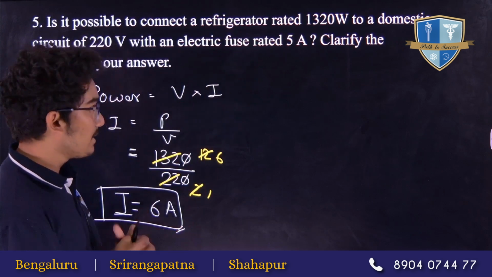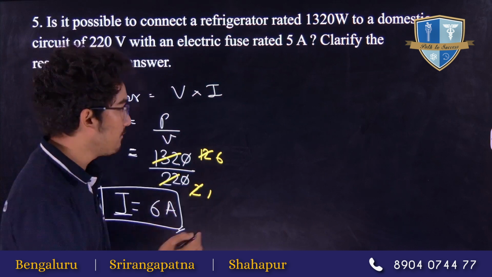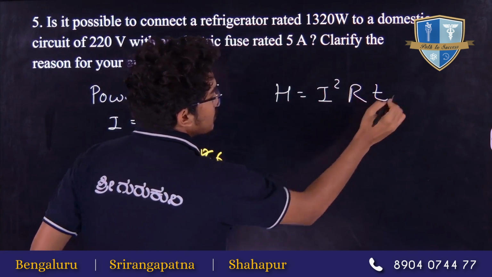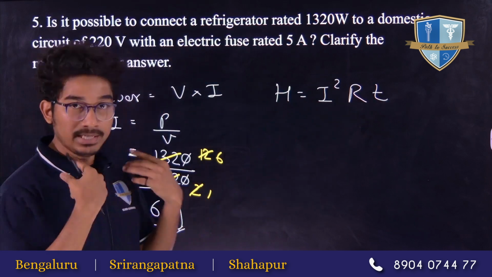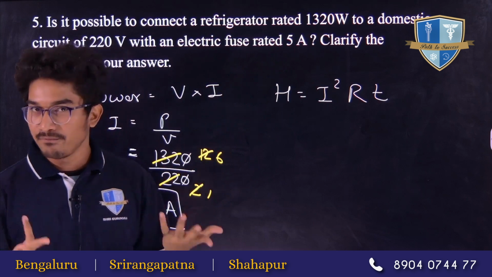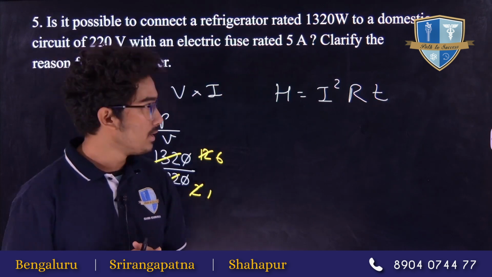So if 6 ampere current will pass, what will happen? Heat will generate in the fuse. The heat formula we know: heat is equal to I square R T. So if more current, more heat. This heat will melt the fuse. If the fuse is melted, then the circuit will break and current will stop passing, right? So we don't want that.